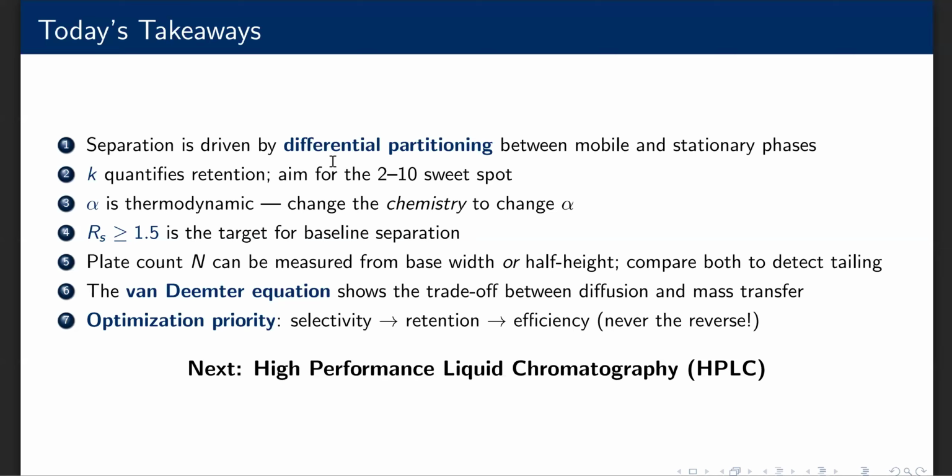Fourth, RS of 1.5 is the practical target for baseline resolution. Fifth, calculate plate count by both the base width and half height methods. Compare them to diagnose peak shape problems. Sixth, the Van Deemter equation explains the trade-off between diffusion at low flow and mass transfer lag at high flow. Seventh, the optimization hierarchy. Selectivity first, then retention, then efficiency, never the reverse.